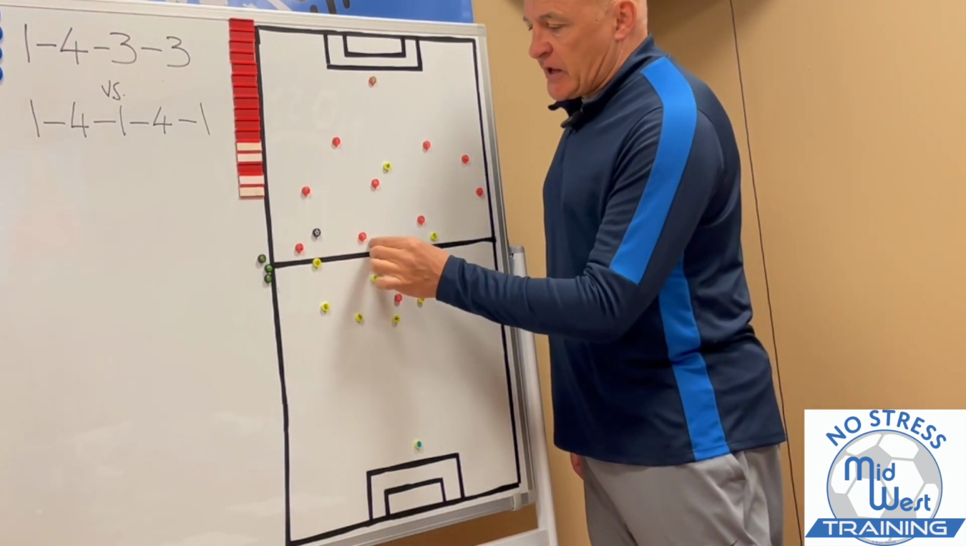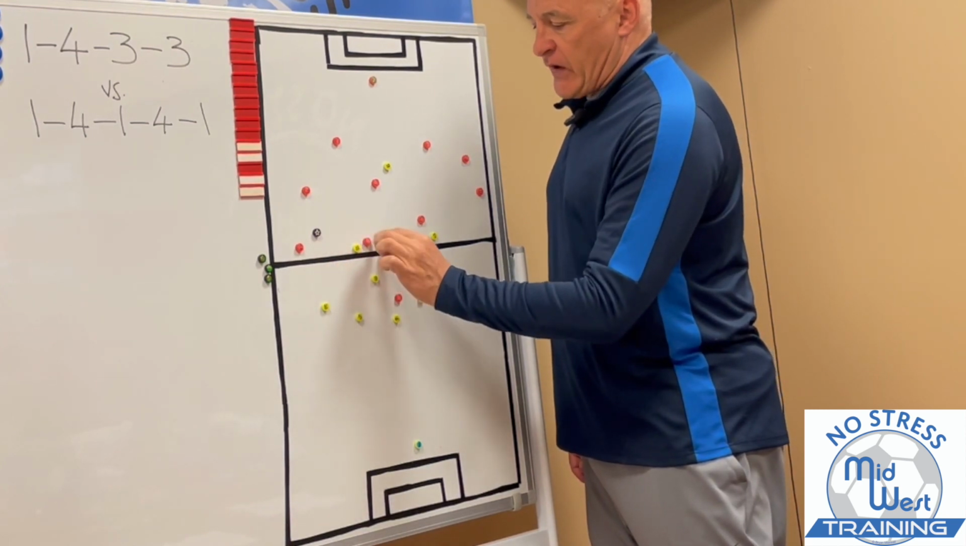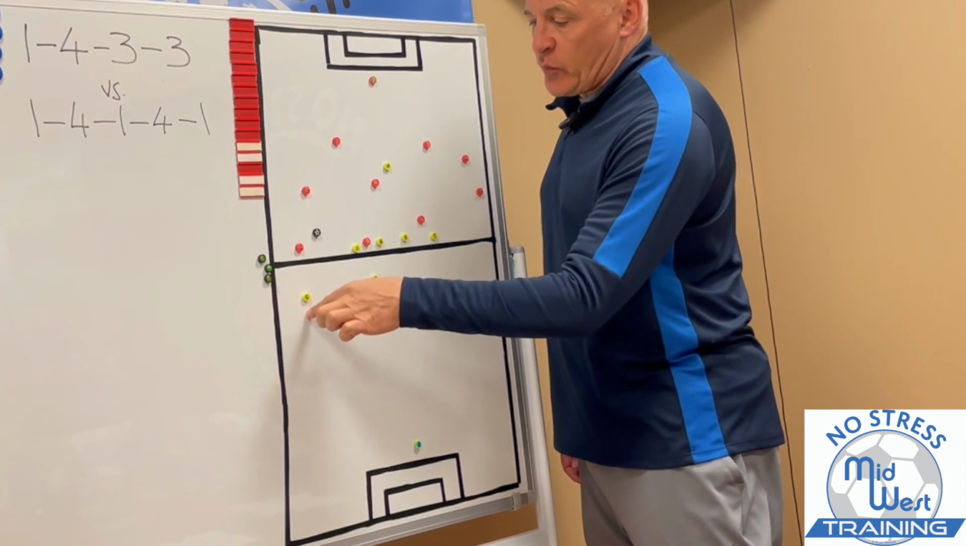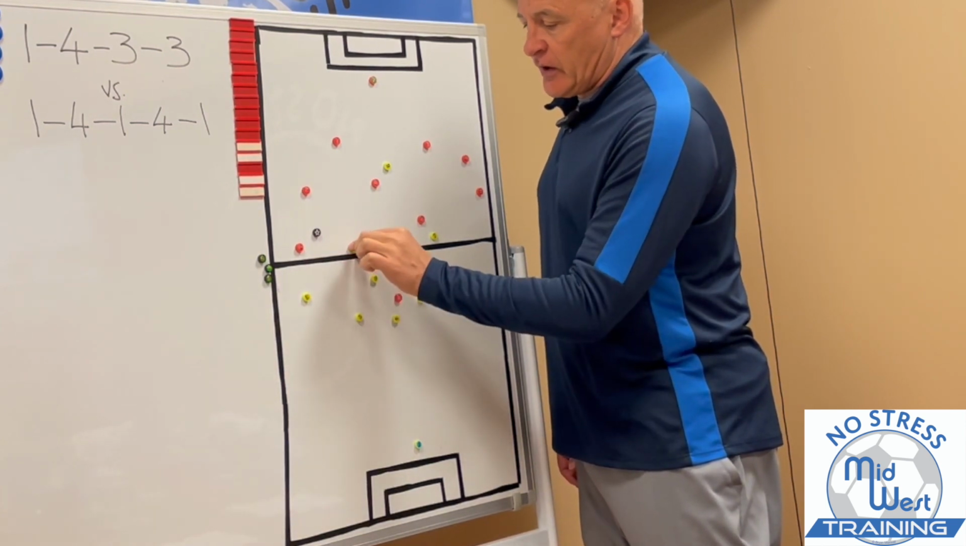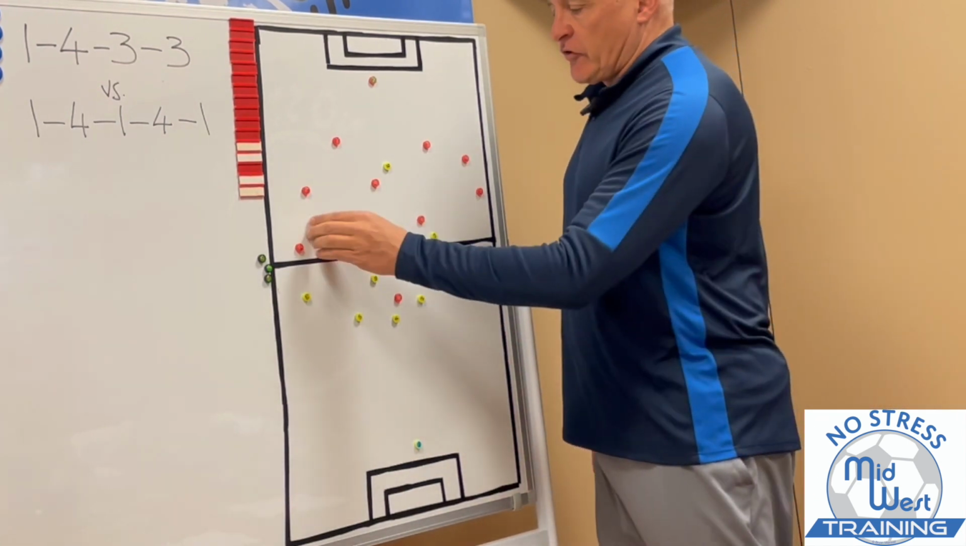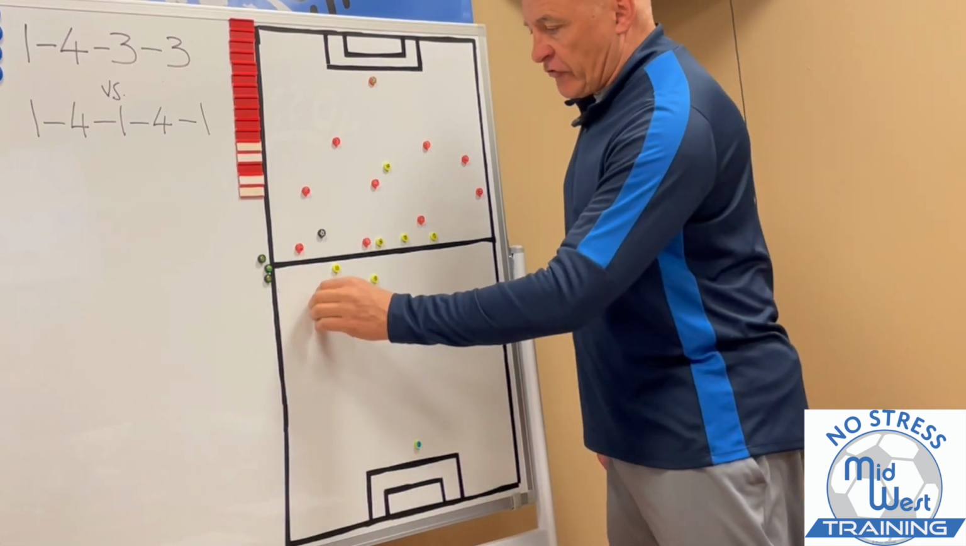The challenge becomes as soon as one player, let's say this number 11, fails to work in unison with the rest, now we're exposed because the winger, my fullback, is exposed. This player's been lazy. Now everything goes to heck in a handbasket. So again, the key is discipline and structure.